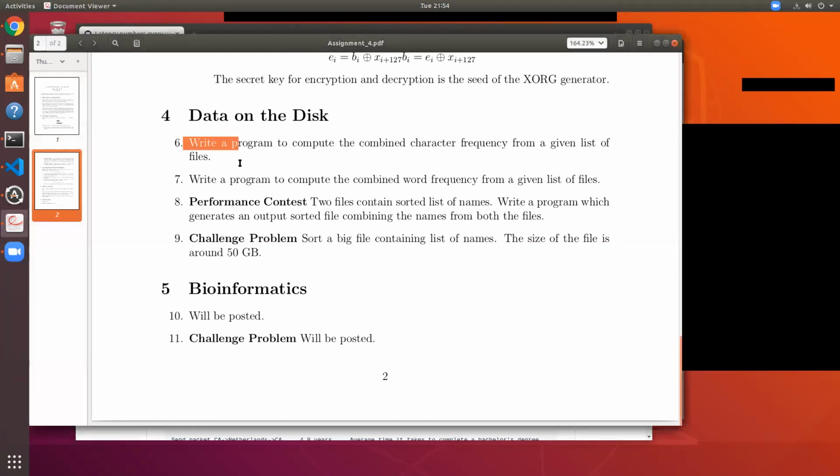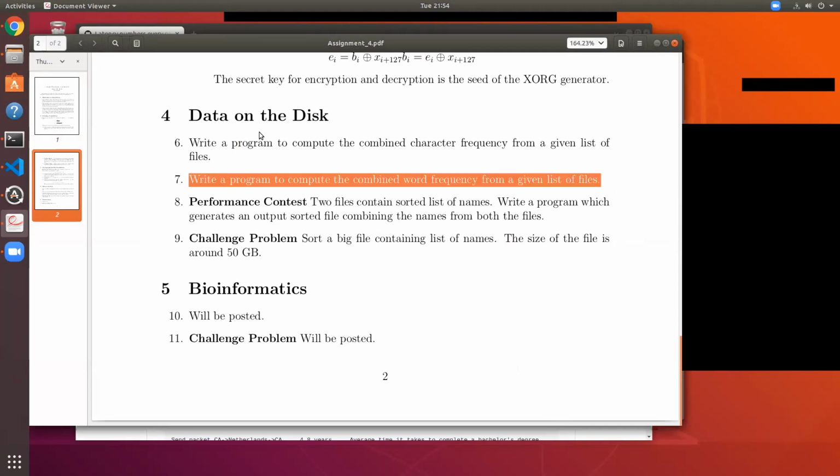Write a program to compute combined character frequency, meaning it's not just the character frequency per file. You look at all the files and compute the frequency. Write a program to compute the combined word frequency. This is a slightly more challenging problem than before. And here comes the performance. The sixth one is linear traversal. The seventh one is a bit challenging. You have to work hard.